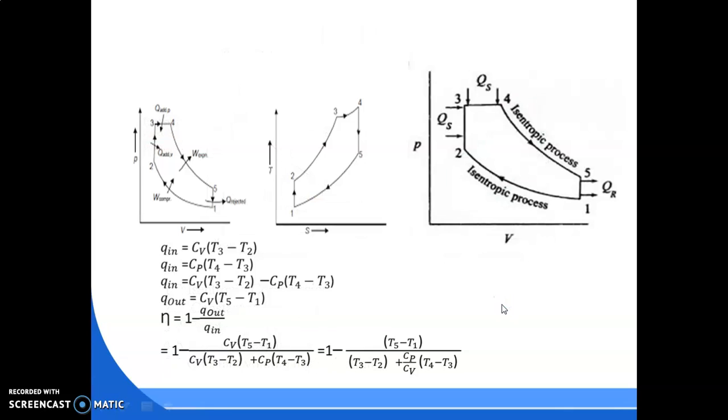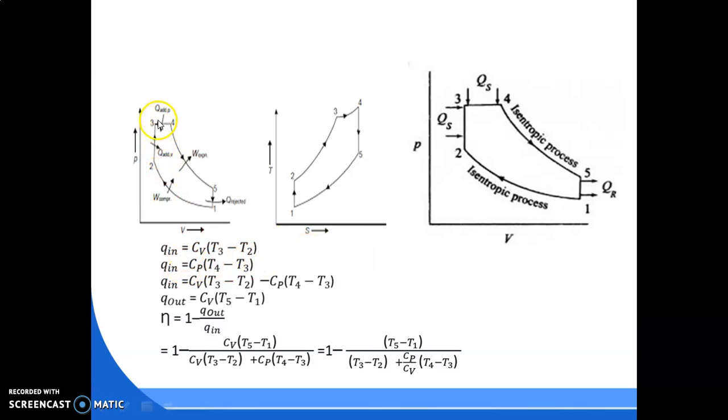Let's discuss the efficiency. So if we consider, what is the heat supplied? Qin is equal to Cv into (T3 minus T2), because in 2 to 3 the heat will be supplied at constant volume. So the heat transfer here is at constant volume, so the specific heat will be the specific heat at constant volume, Cv into (T3 minus T2). Unit is kilojoule per kg.